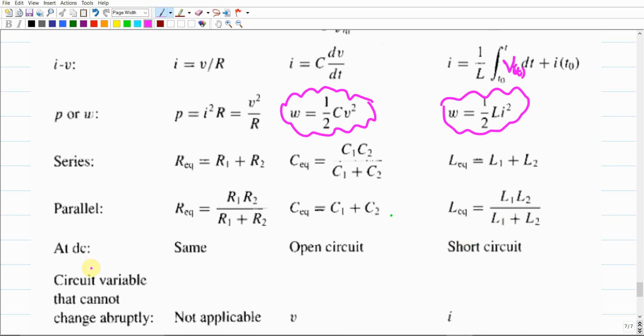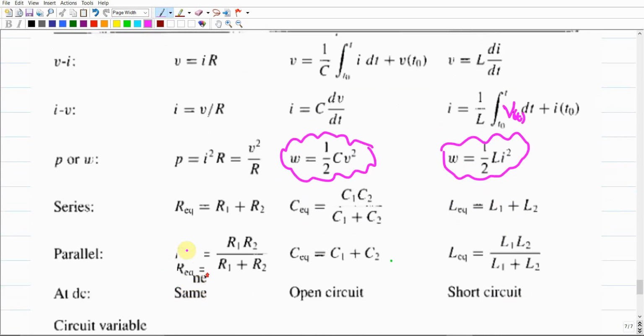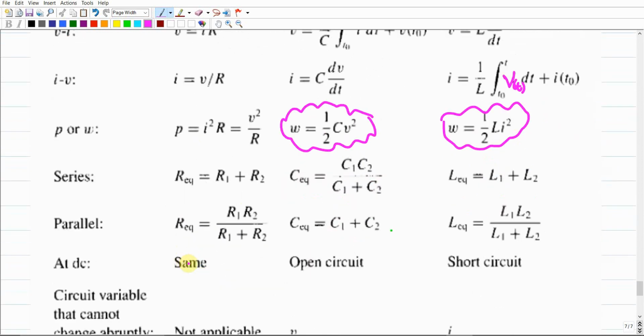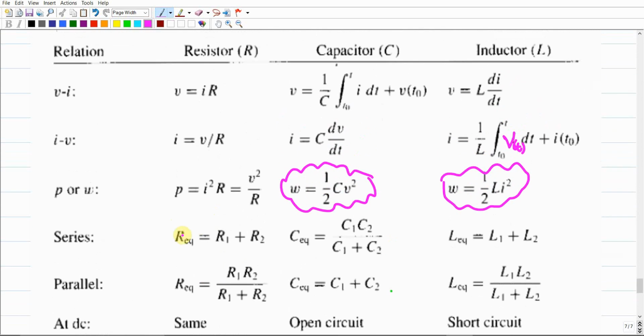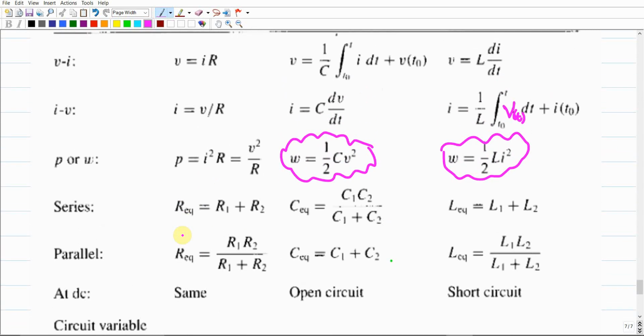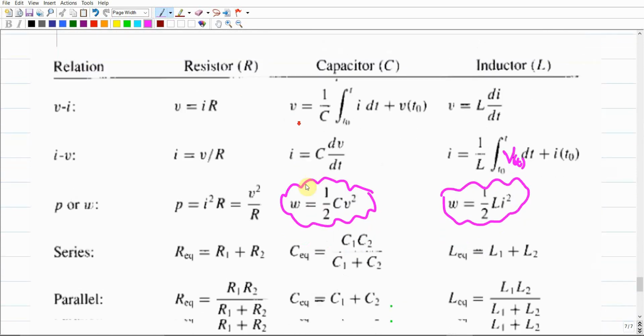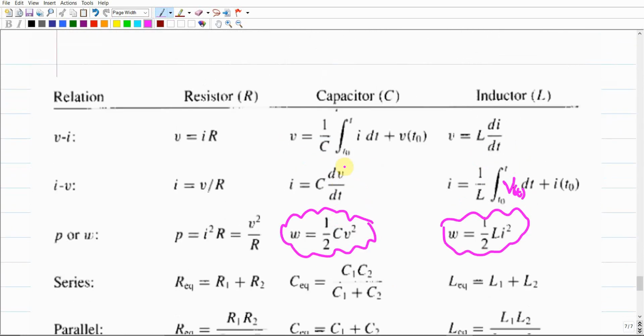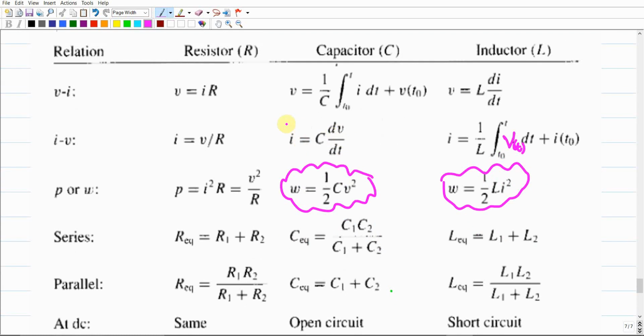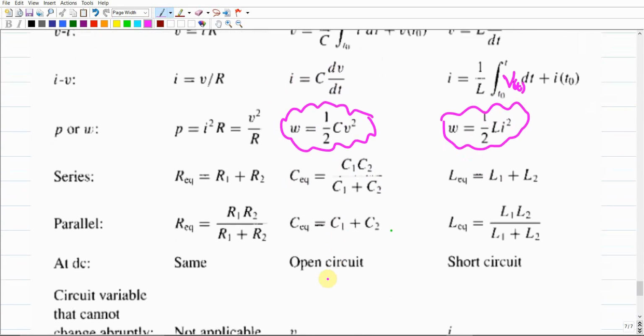If you have DC voltage or DC current over a resistor, it won't affect anything; it gives the same voltage or the same current. It means the resistor is not affected whether the voltage is variable over time or constant over time. The same thing for the current. It doesn't matter for the resistor. But for the capacitor, if it has DC voltage, the voltage is constant, so there will not be any current through the capacitor. It means the capacitor is going to work like an open switch, like an open circuit.